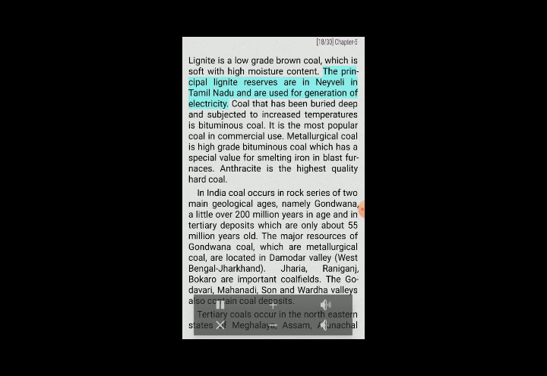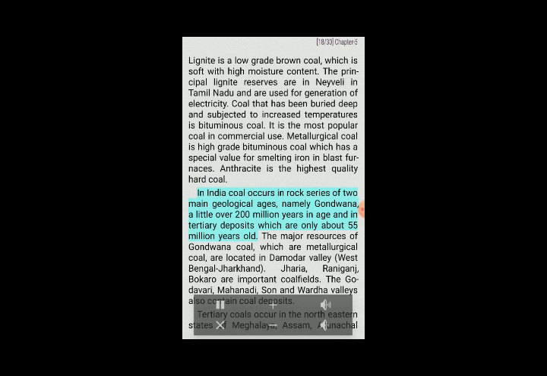The principal lignite reserves are in Neyveli in Tamil Nadu and are used for generation of electricity. Coal that has been buried deep and subjected to increased temperatures is bituminous coal. It is the most popular coal in commercial use. Metallurgical coal is high-grade bituminous coal which has a special value for smelting iron in blast furnaces. Anthracite is the highest quality hard coal.